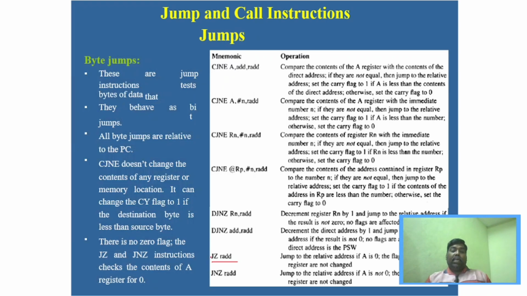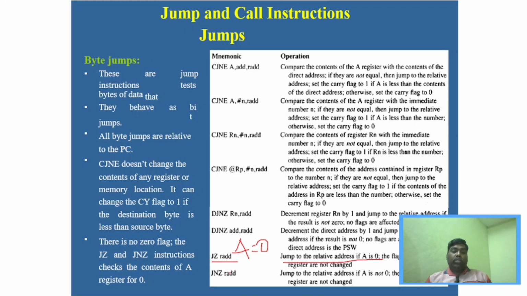And the next important jump instruction is JZ relative address. That is, jump if 0 to this relative address. That is, it will jump to this relative address if A is equal to 0. So you can see here, jump to this relative address if A is 0, and it will not make any changes to any flags or the A register. What it will do is, if A is equal to 0, it will jump.